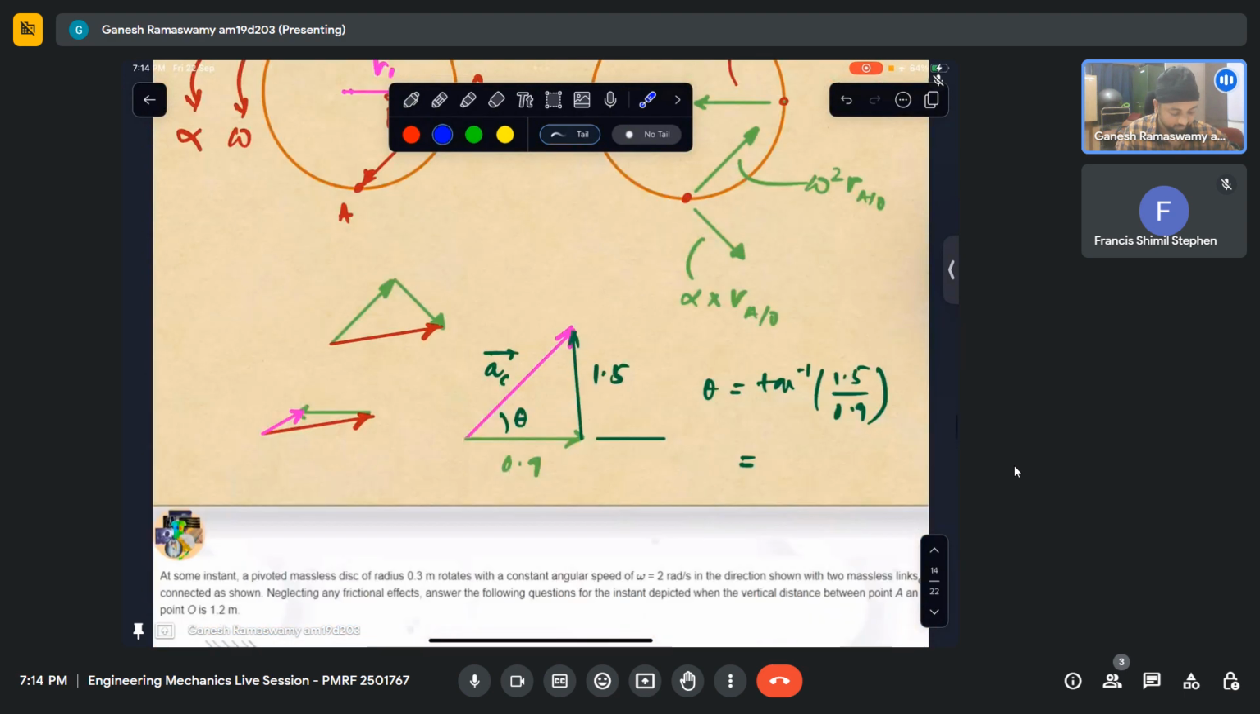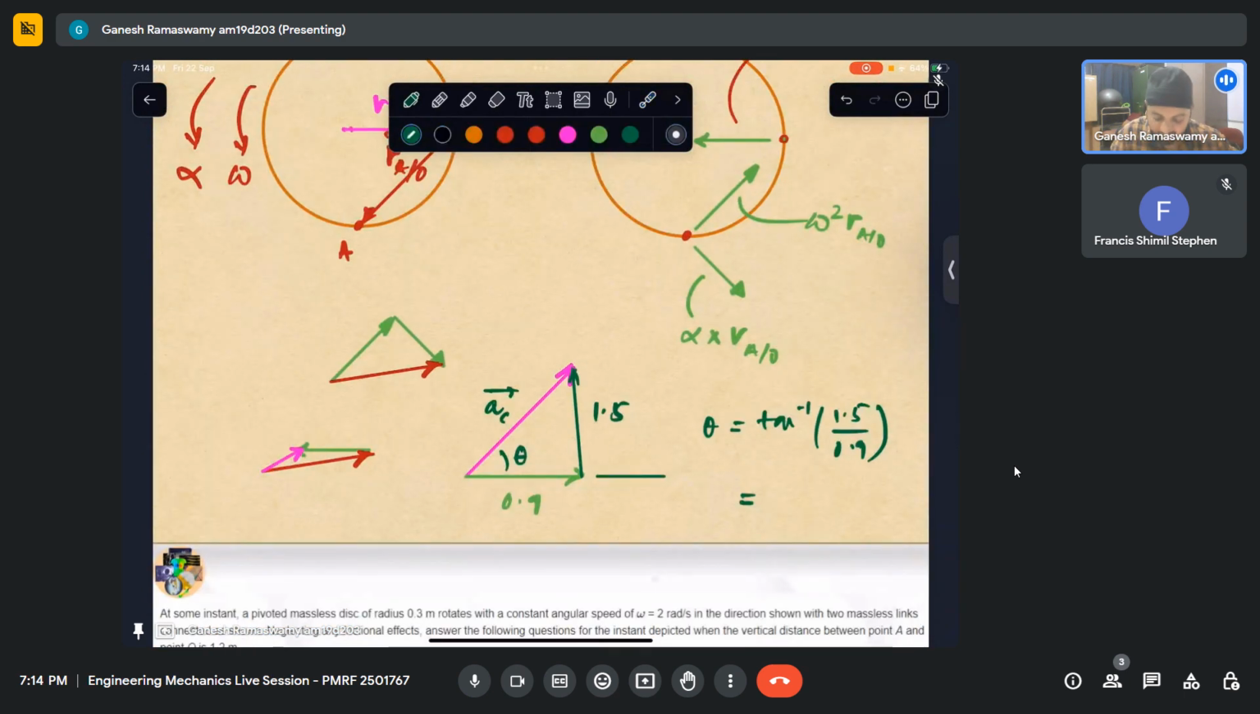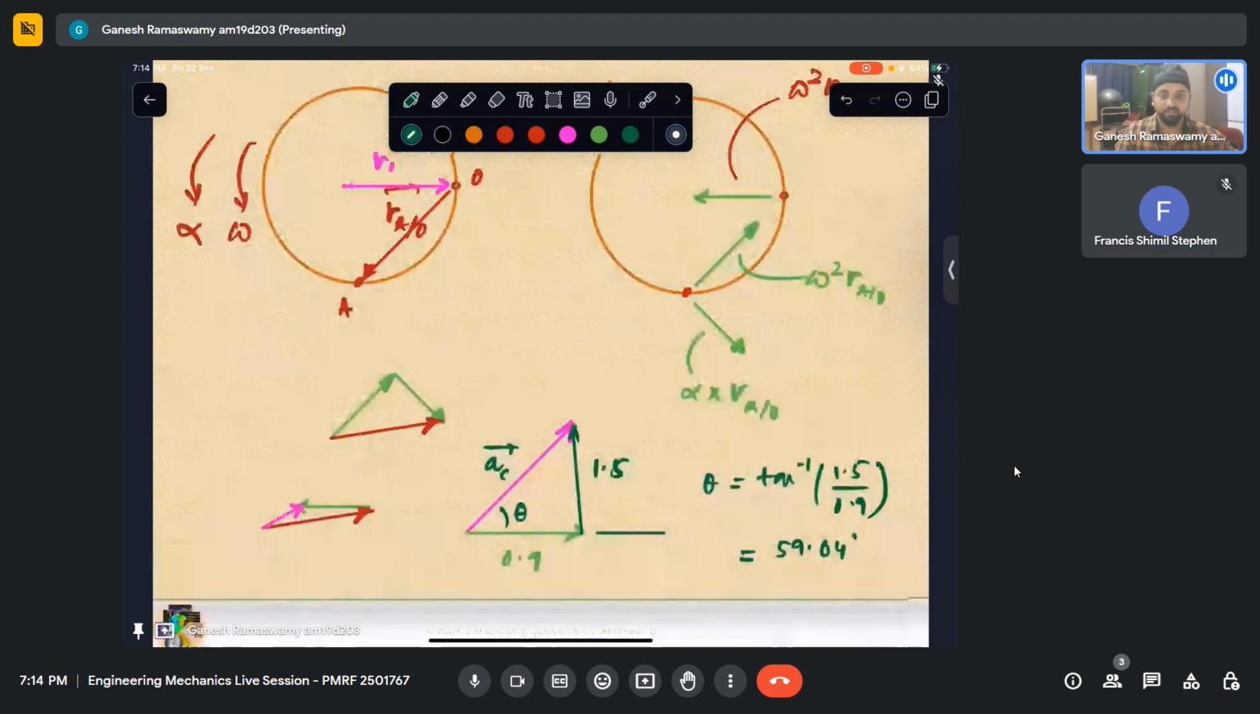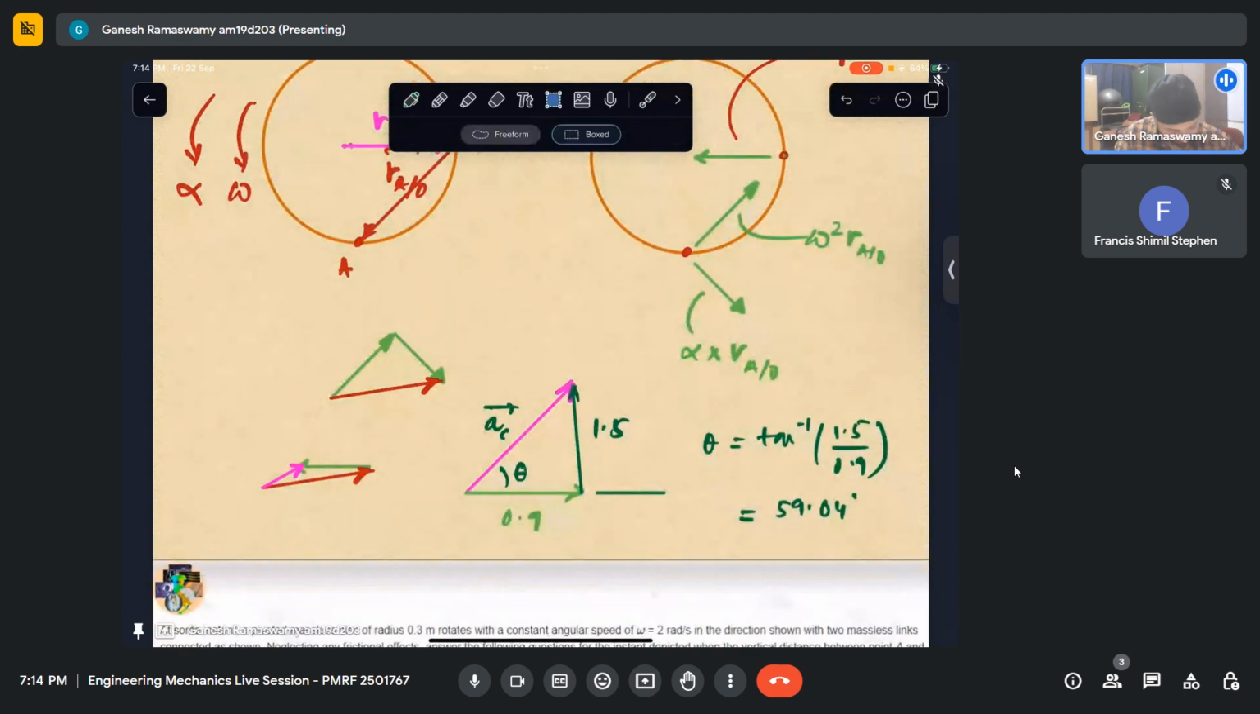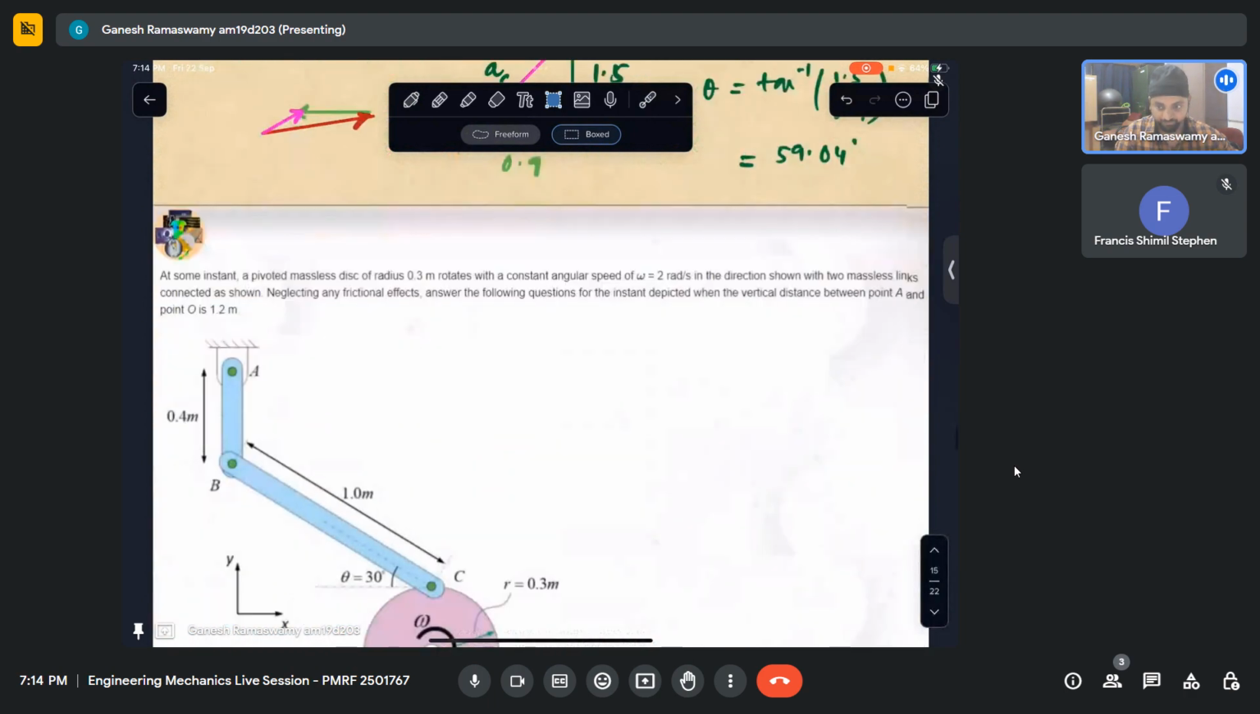But the main aspect to be discussed was that this is nothing but 59.04 degrees. So I hope that this is clear. If you have any questions, please feel free to ask. In the meantime, I'll move on to the next question.